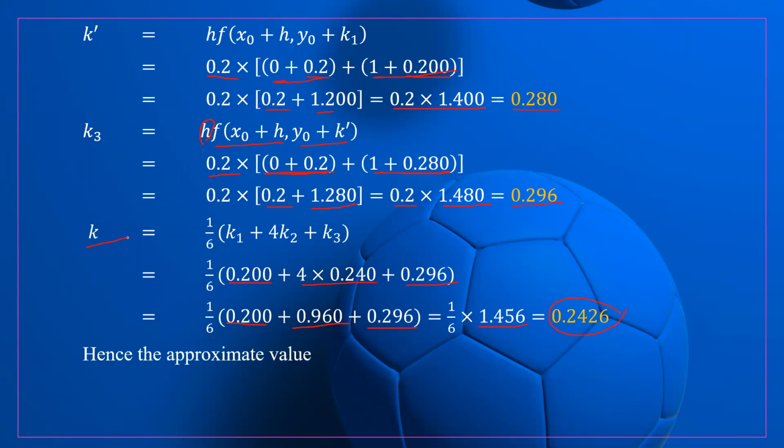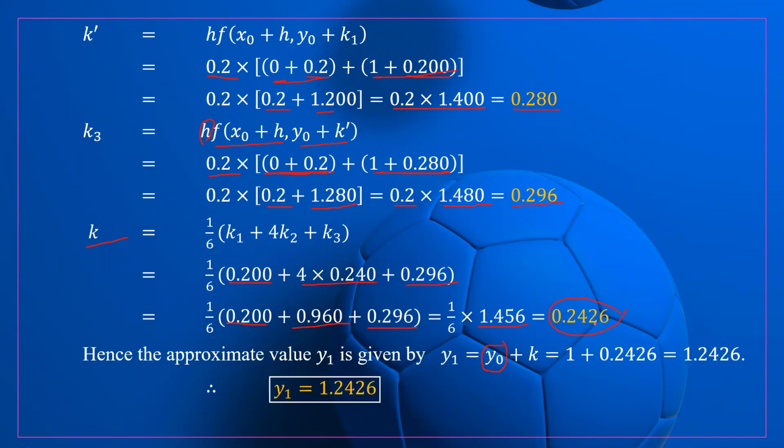So let us find the approximate value. Y1 is given by Y1 is equal to Y0 plus K. And what is Y0 over here? Y0 is 1. It is already given in the exam question. So Y1 is equal to 1 plus K, and we have calculated it, 0.2426. So 1.2426 is the approximate value of the given equation at x is equal to 0.2. So this is our answer.